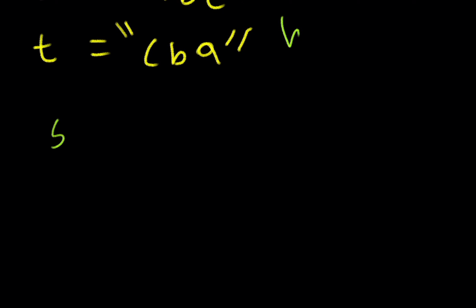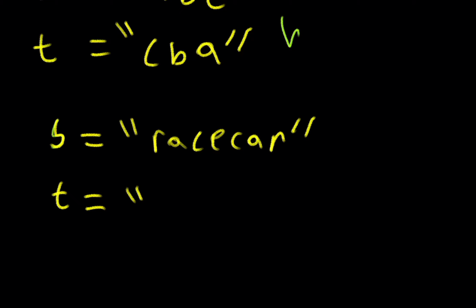So, if we had another, let's use yellow. So we'll find another anagram. Race, car, and we got car, race. So this is also an anagram. So we can put this into a dictionary. We can put both of these into a dictionary and compare them.